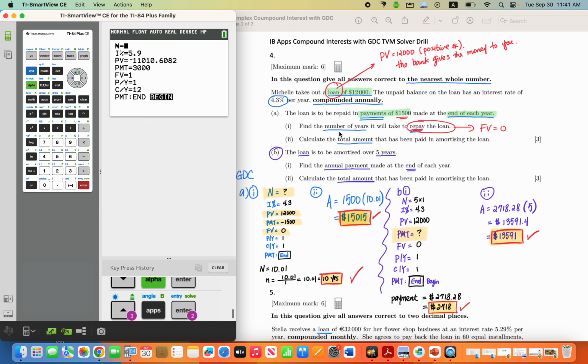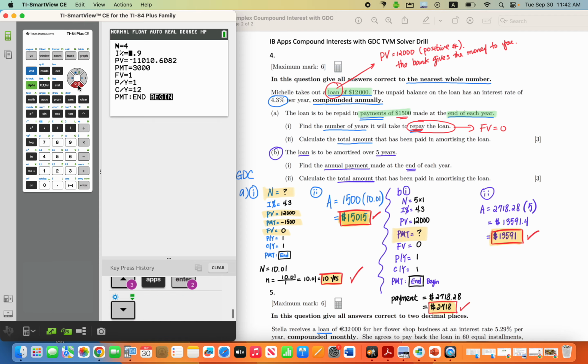Moving on, find the number of years it will take me to repay the loan. Okay, so we know everything. As you can see here, go to my apps, go to finance, and go to the TVM solver. I'm going to enter the list. The number of years I don't know, so leave it alone. I can go to the next one.